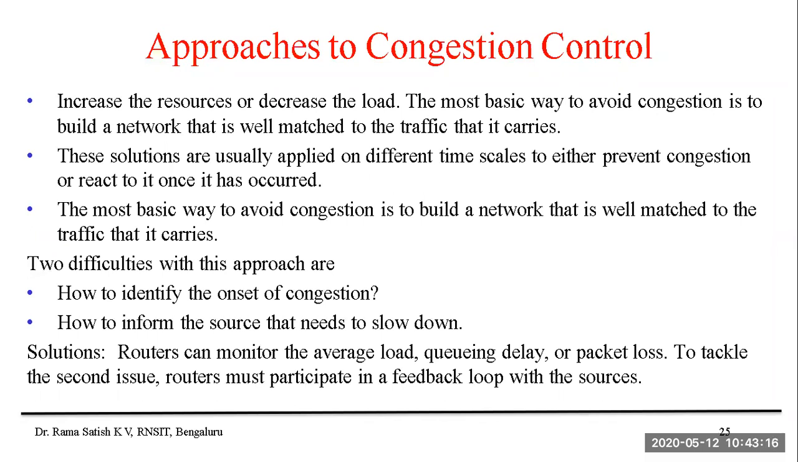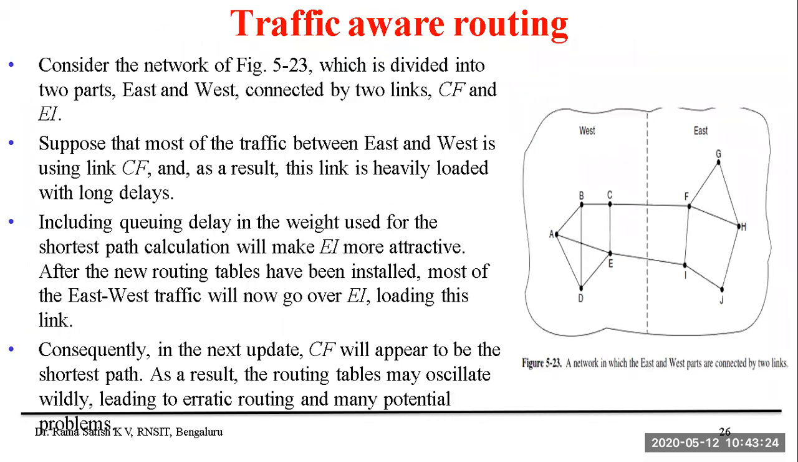So this is the biggest question. This is the biggest problem for congestion. So there are some solutions available. One is traffic aware routing. This is one of the solutions. If there are 2 paths, just imagine. Look at here. There are 2 networks. One is the east network, another one is the west network.